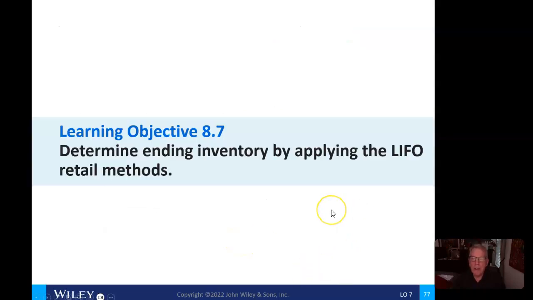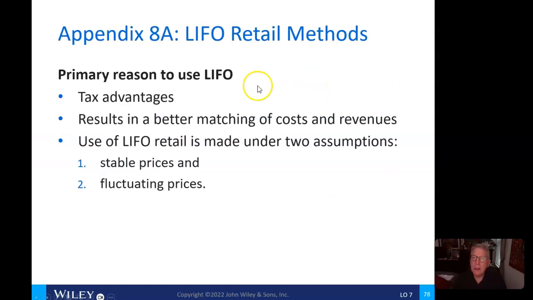So here, we're going to determine the ending inventory by applying the LIFO retail methods. The primary reason to use LIFO, almost the entire advantage to using LIFO, is tax advantages. It results in better matching of costs and revenues because the costs are the latest costs because we're selling from the bottom up. And what we have left in inventory is going to be the older costs.